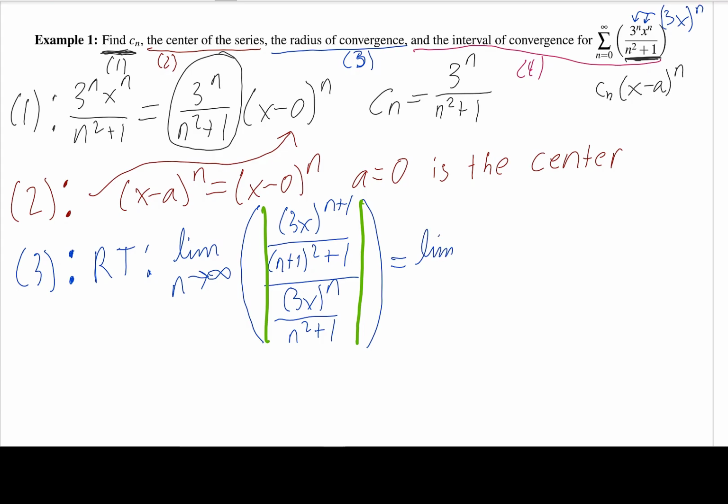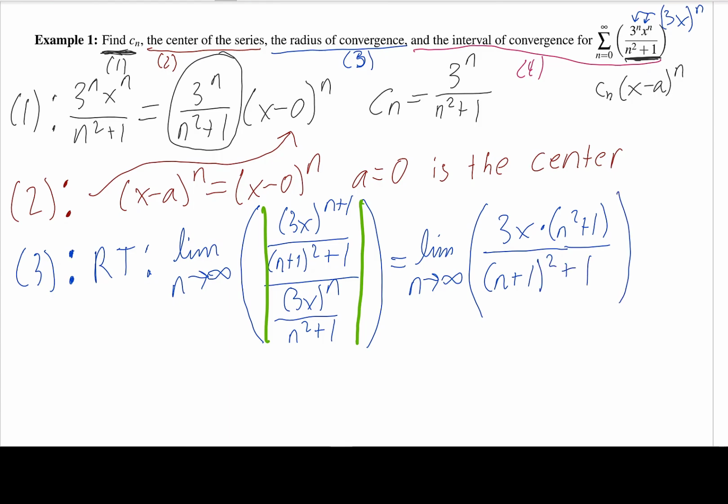Okay, well, this would be equal to the limit as n goes to infinity of, let's see, our 3x to the n plus 1 will cancel with a 3x to the n, so that'll leave us with a 3x on top. And then we should also be multiplying by n squared plus 1. And then on bottom, we'll have n plus 1 squared plus 1. Right, so here all I did was convert this fraction into one fraction and then cancel things out as much as I could.